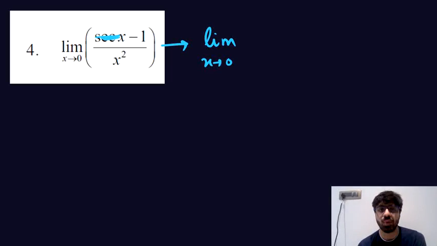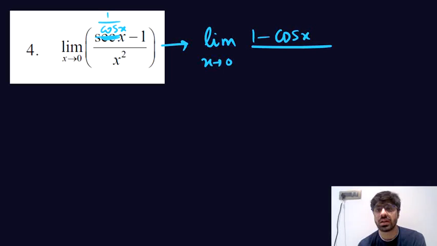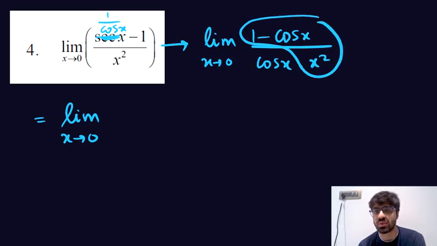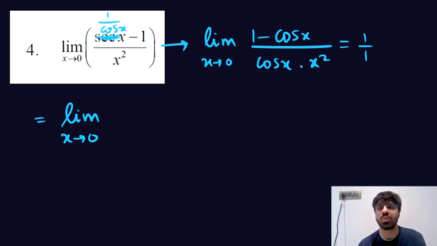Sec x is 1 upon cos x, and 1 upon cos x minus 1 can be written as 1 minus cos x divided by cos x, and then we have into x square also. So we can now write it as limit of x tends to 0. I am sure you have understood that 1 minus cos x upon x square will be half. You put x equal to 0 right here, so that will be equal to cos 0, which is equal to 1. So this will be equal to 1 upon 1 into half, and that will be equal to half.